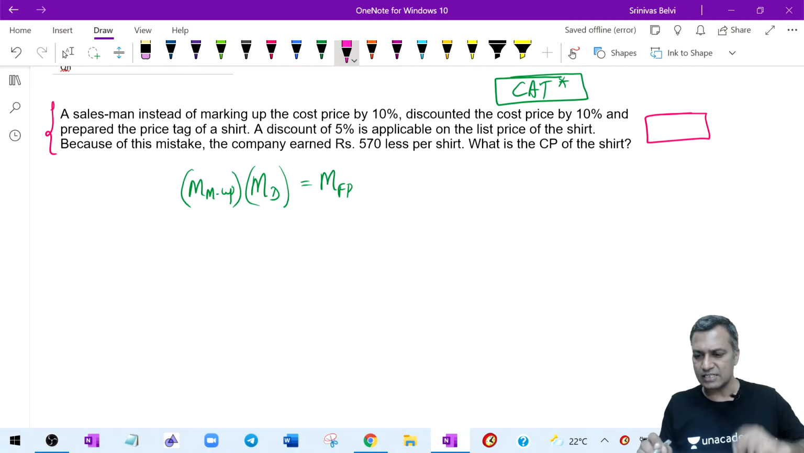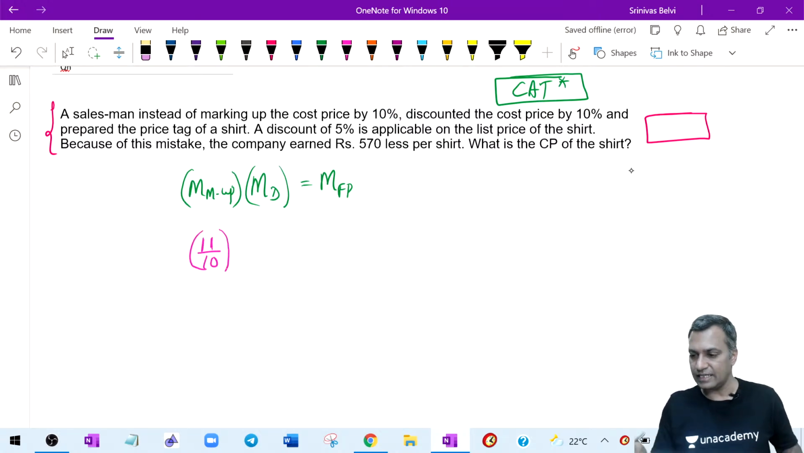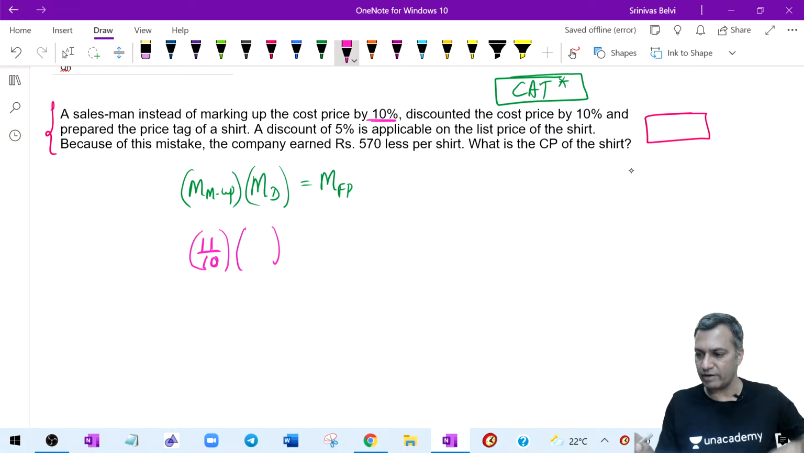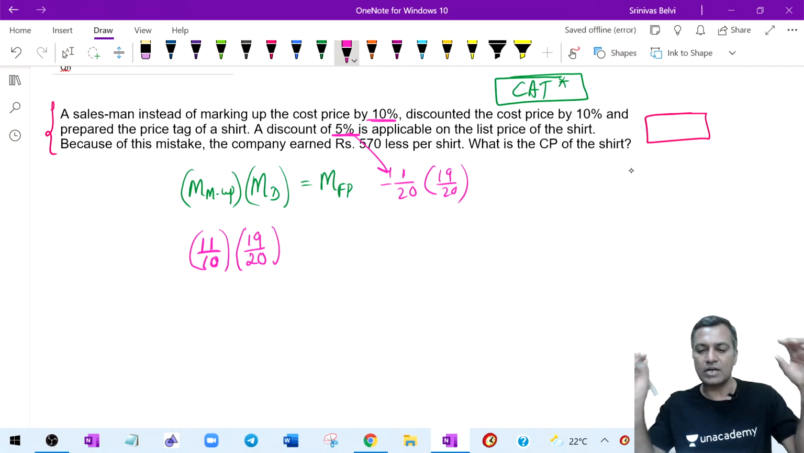All right, fair enough. So let's understand this. He is supposed to mark it up by what? 10%. 10% means it should become 11 divided by 10. Instead of marking up the cost by 10%, he discounted 10%. We'll complete what happened, but actually what is supposed to happen? It should become 11 by 10. On this, he was supposed to give a discount of what? 5%. 5% is nothing but 1 divided by 20 discount. What is the multiplier therefore? 19 divided by 20. This is what is supposed to happen on the given item.